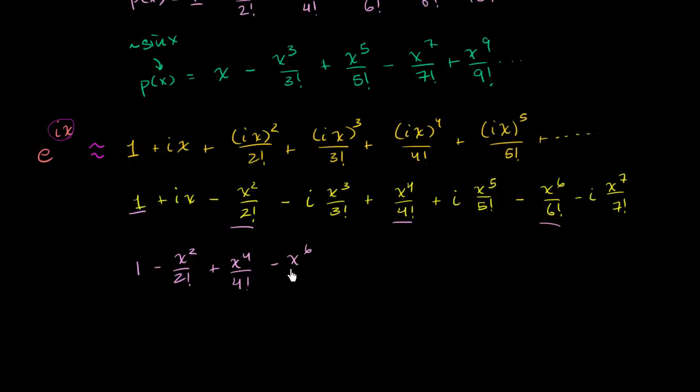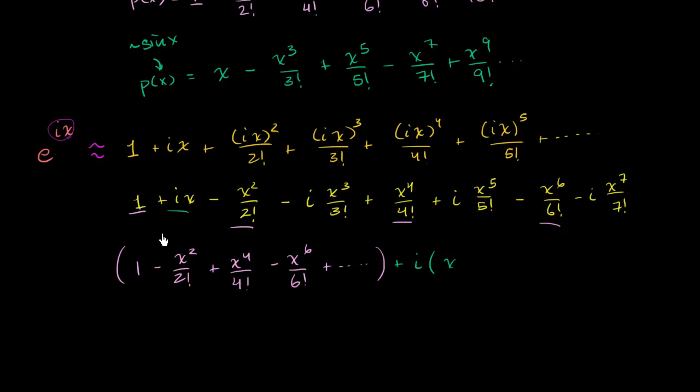Minus x to the sixth over 6 factorial. And that's all I've done here, but they would keep going, so on and so forth. So that's all of the real terms. And what are the imaginary terms here? Actually, wait, let me just factor out the i. So it's going to be plus i times, well, this is ix, so this will be x.